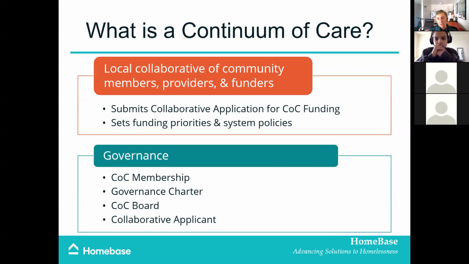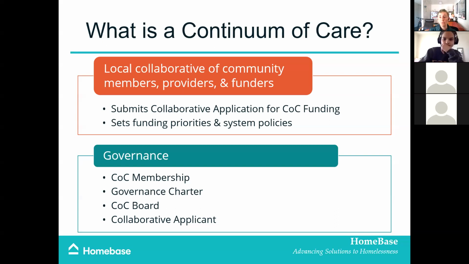The COC membership approves the COC's governance charter. And the governance charter lays out how the work of the COC is going to be moved forward. The governance charter lays out how the COC board is selected. The COC board is the final decision maker and policy setter in a lot of situations. And that COC board is determined by the governance charter, so how those members are selected is determined by the governance charter. The COC board can and does delegate that final decision-making authority to various other entities in the COC.